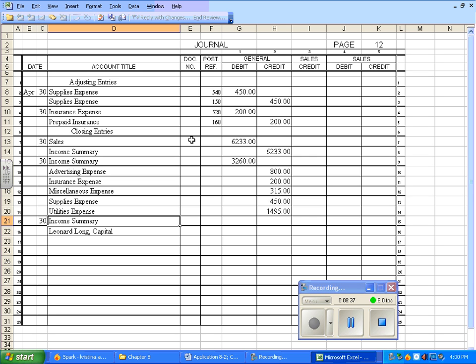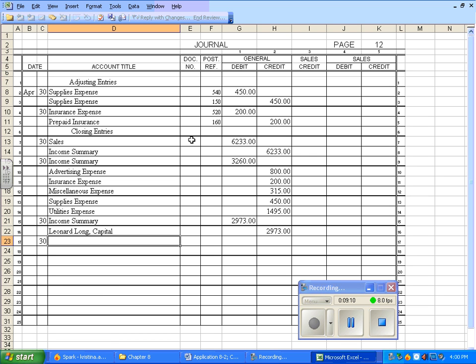Now with these, we had a $62.33 credit to income summary and a $32.60 debit to income summary in our first two closing entries. So currently we have a $29.73 credit balance in income summary. In order to close that out, we're going to debit it, and we're going to put that in the capital account. If you had a net loss, these accounts would be flipped, and your capital account would be the debit and your income summary would be the credit.